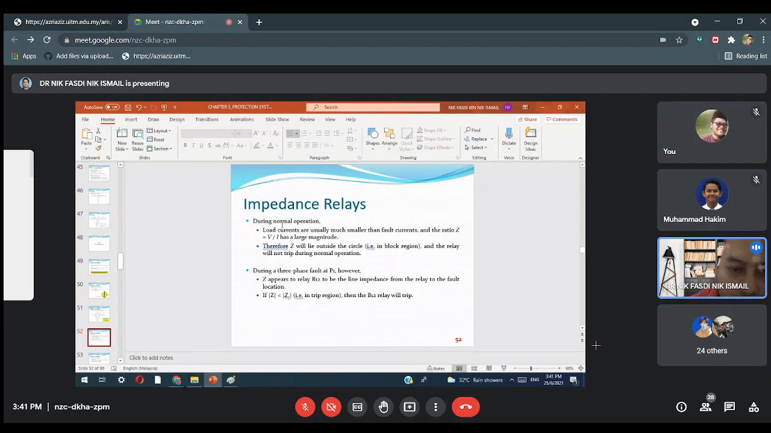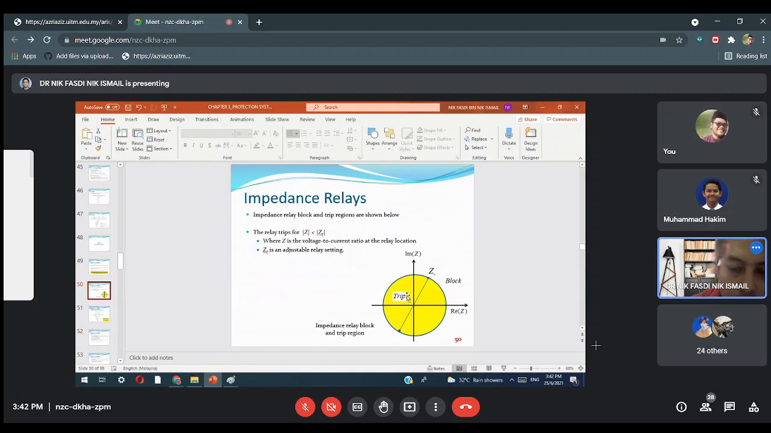During normal conditions, load currents are usually much smaller than the fault currents, and the ratio Z equals V over I has a larger magnitude. Because R is small, right? So Z is a large magnitude. Therefore, Z will lie outside the circle in the block region, and the relay will not trip during normal operation. So we go back to this diagram. What happens during normal condition? The impedance is always greater than ZR, because I is small.